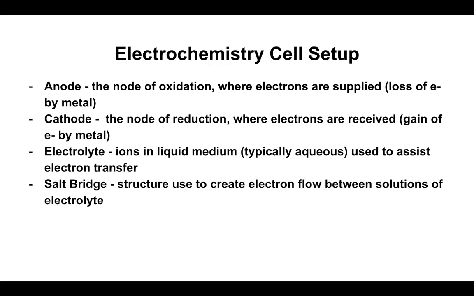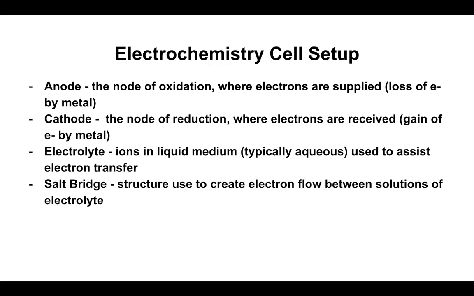So maybe you remember your little mnemonic like LEO GER, or OIL RIG. Loss of electrons is oxidation, gain of electrons is reduction. So on the flip side, you'll have the cathode. That's going to be the positive end. That'll receive the incoming electrons in order to reduce the material and deposit it onto the electrode, whatever metal we're working with at that electrode.